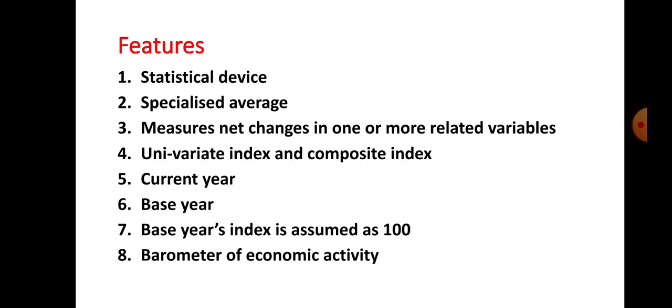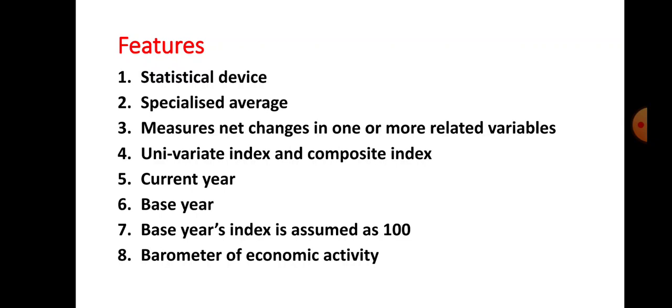The third feature is that it measures net changes in one or more related variables over a period of time, or between two different time periods or two different localities. For example, if the price of a certain commodity rises from rupees 10 in the year 2007 to rupees 15 in the year 2017, the price index number will be 150, showing that there is a 50% increase in the prices over this period. So index number measures net changes in one or more related variables.